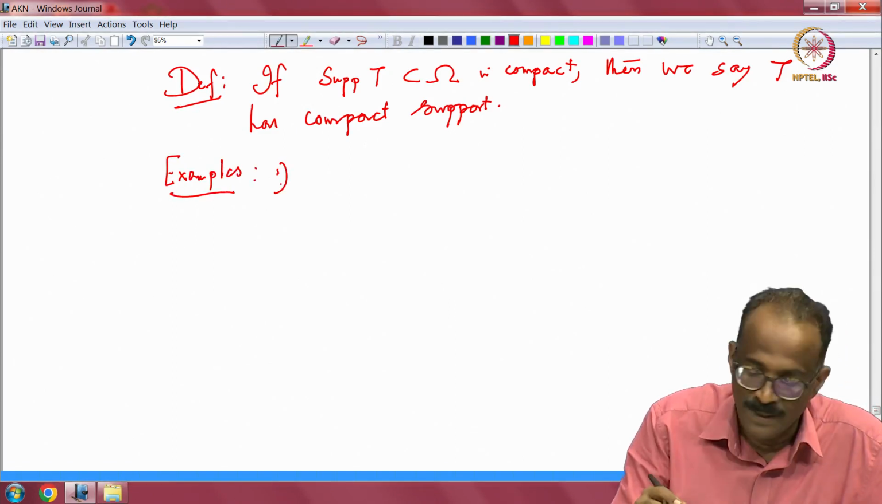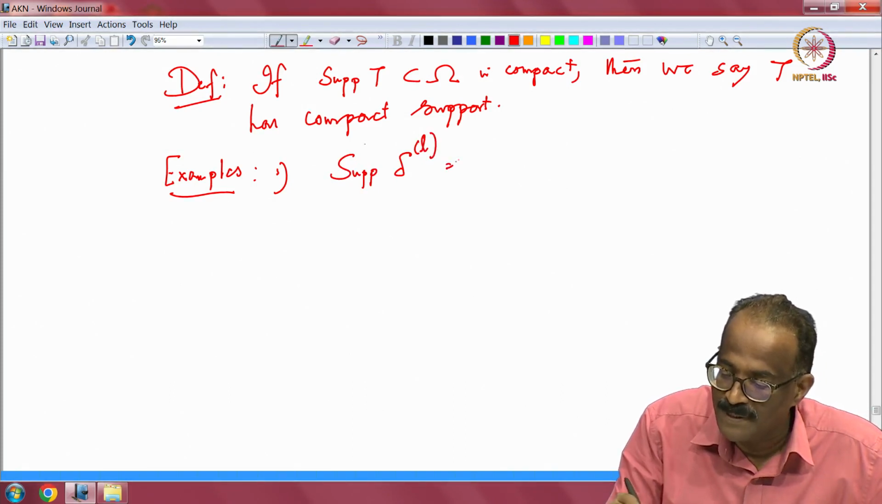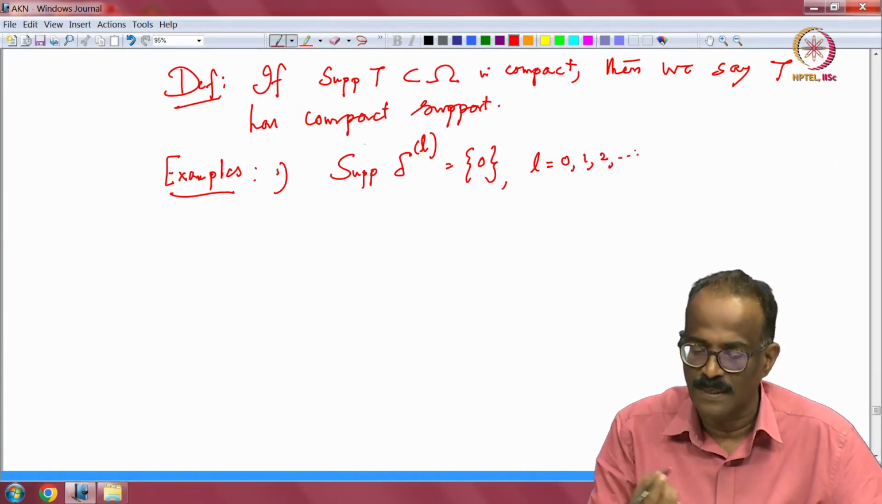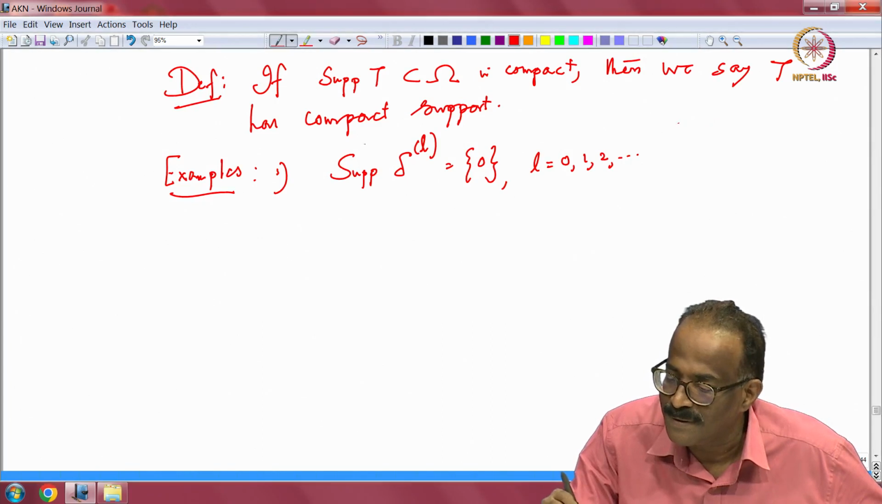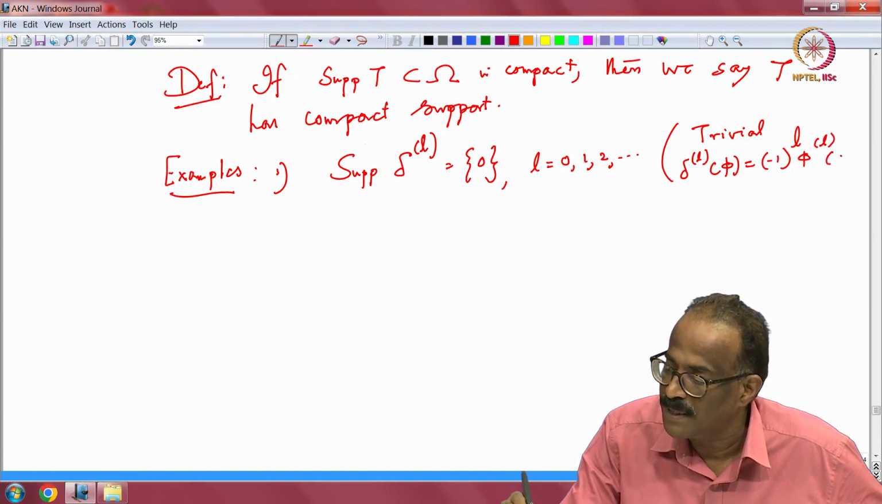One, of course, is the support of delta L, all Dirac delta and all its derivatives, which is 0. It's easy to verify, right? That is true, trivially, because delta L of phi is equal to minus 1 to the power L times the L-th derivative of phi at 0.